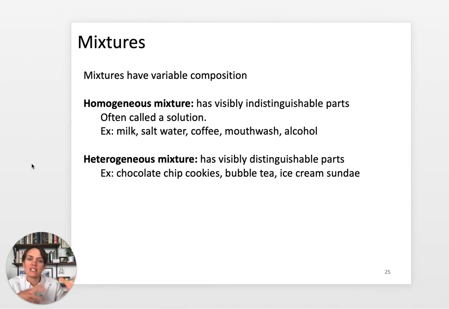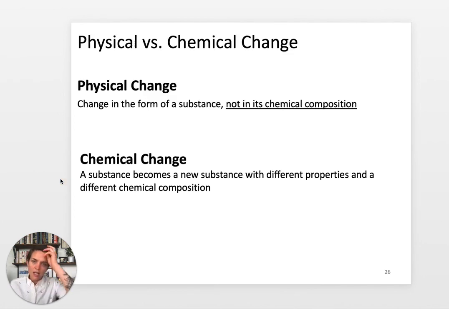But if it's homogeneous, it all looks like one thing. So here are some examples: milk, salt water, coffee, mouthwash, alcohol. Cool. Heterogeneous mixtures are going to be ones where you can tell that there are multiple different kinds of matter in that mixture. So examples: chocolate chip cookies, bubble tea, ice cream sundaes. Heterogeneous mixtures.